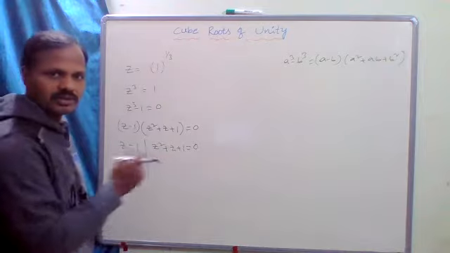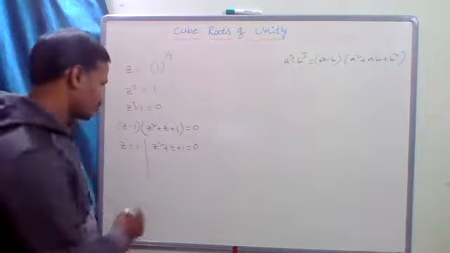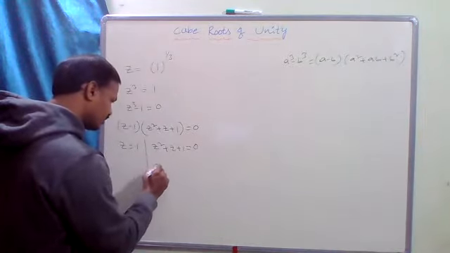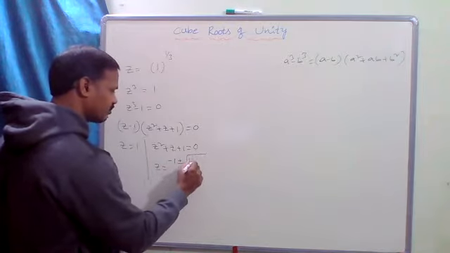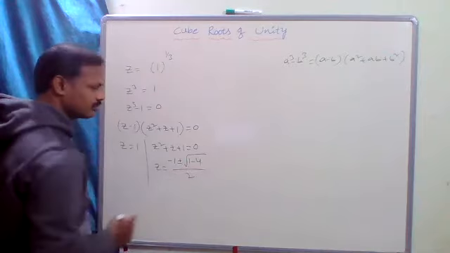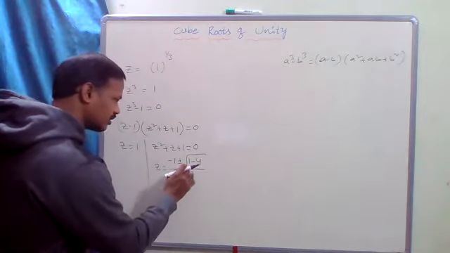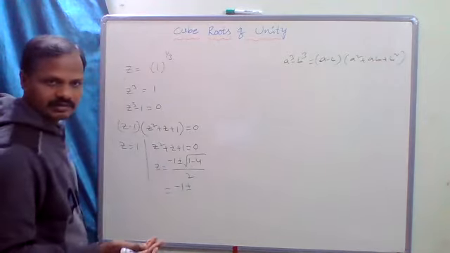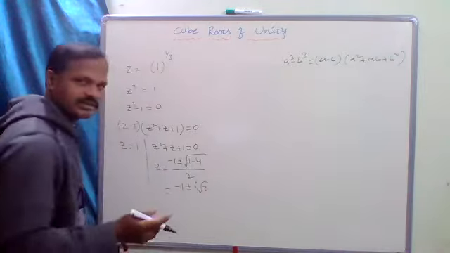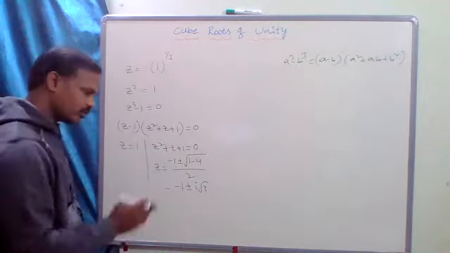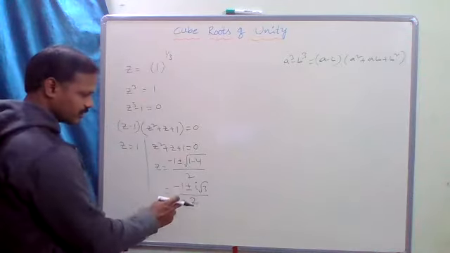So obviously you have to use the formula: minus b plus or minus square root of b square minus 4ac, by 2a. Here z equals minus 1 plus or minus the square root of 1 minus 4, which is minus 3. Minus 3 can be written as 3i square, so i root 3, by 2. So there is a plus case and a minus case.